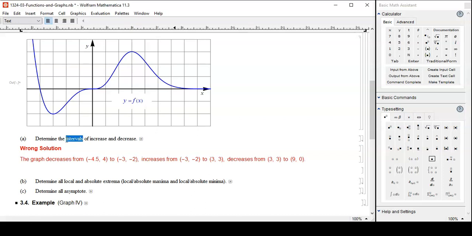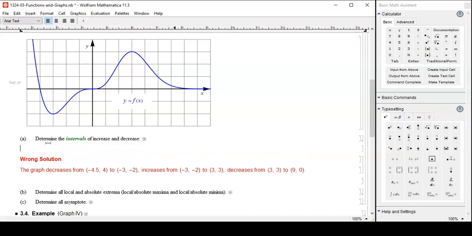The question asked you about the interval, but you gave me points. This point here to that point, and this point, and then that point. You have to answer in terms of interval. This kind of thing is automatic 0 credit.